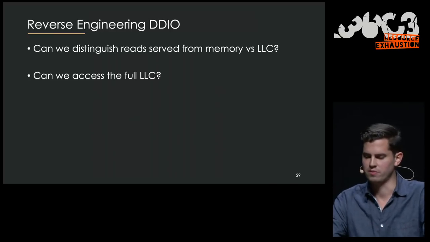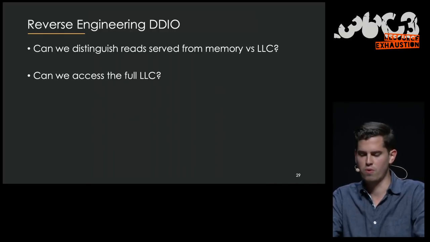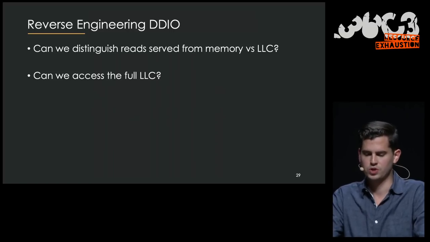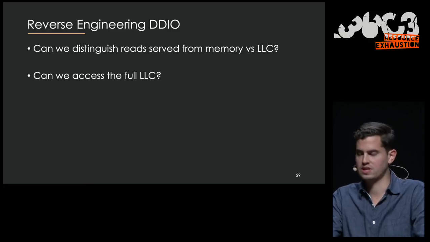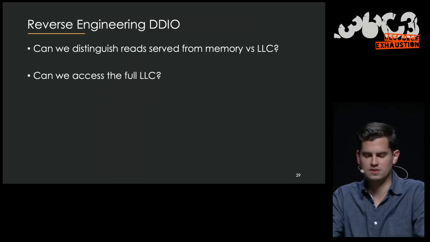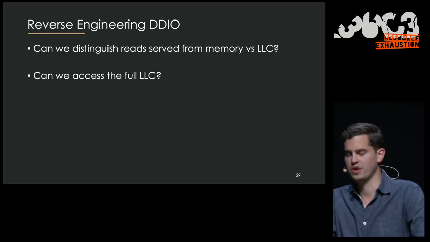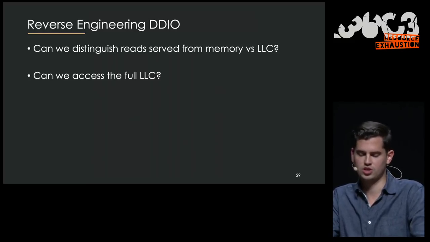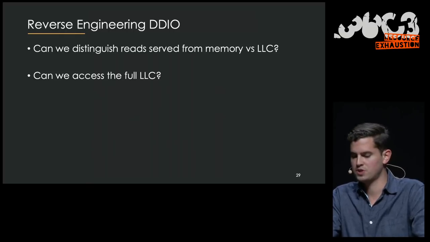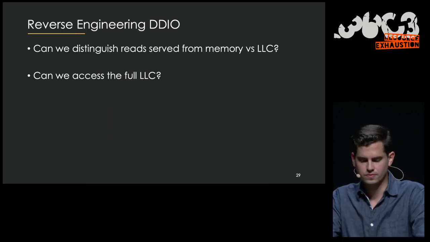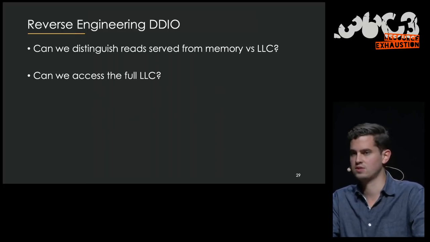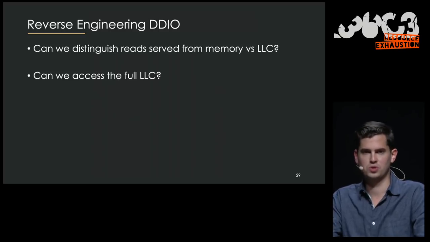But first, we needed to clarify some things. Of course, we did many experiments and extensively tested the DDIO part to understand the inner workings. Here, I brought two major questions which we had to answer. First, can we distinguish a cache hit or miss over the network? We still have network latency and packet queuing and so on, so would it be possible to actually get the timing right, which is an absolute must for launching a side channel? The second question is, can we actually access the full last level cache? This would correspond to the attack surface that we actually have.